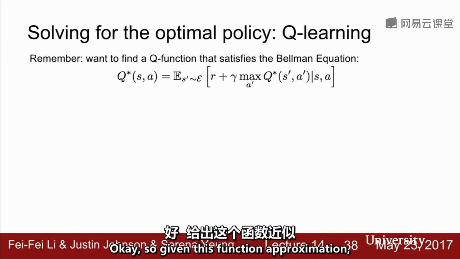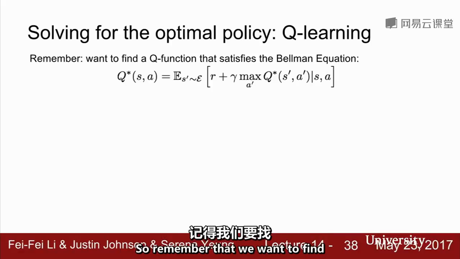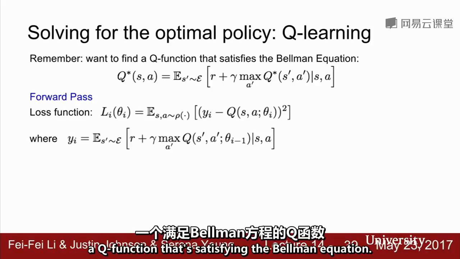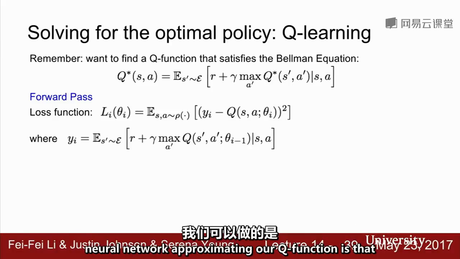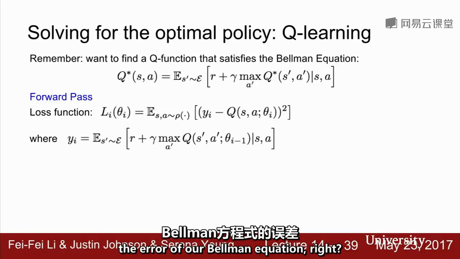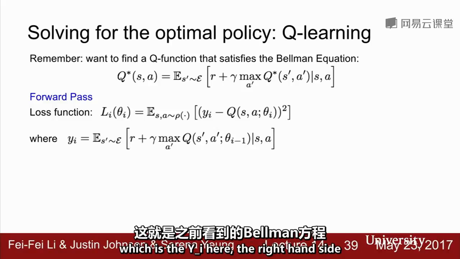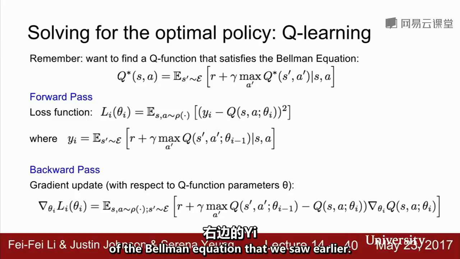Okay, so given this function approximation, how do we solve for our optimal policy? Remember that we want to find a Q function that's satisfying the Bellman equation, and so we want to enforce this Bellman equation. When we have this neural network approximating our Q function, we can train it where our loss function is going to try and minimize the error of our Bellman equation, right? Or how far Q of SA is from its target, which is the yi here, the right-hand side of the Bellman equation that we saw earlier.